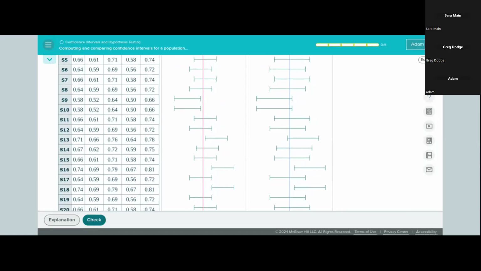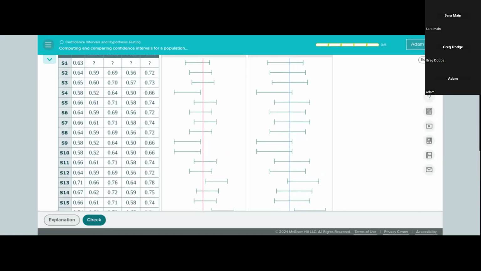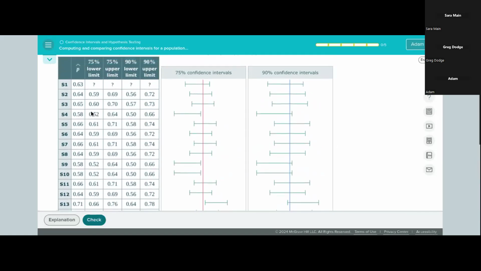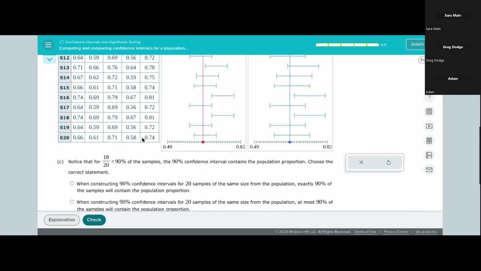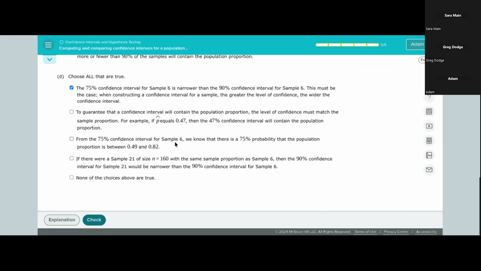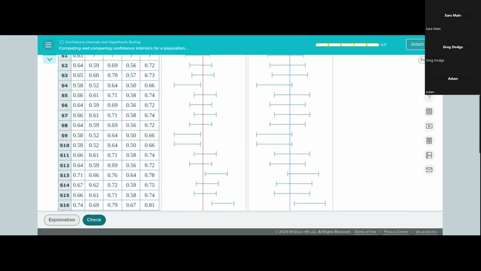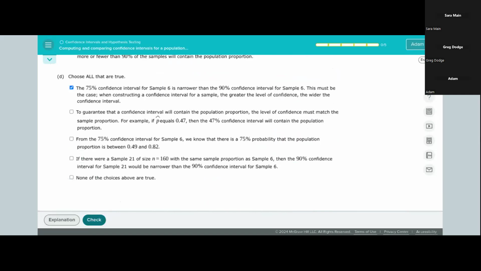And what was, they were asking about sample 6. I can't see the whole thing. Can you see? Yeah, was it the 75 or the 90? Let's go back down and look. I can't see your whole screen. You might be able to see it. So it said 75% is what we were looking at, and they said 0.49 and 0.82. So let's go and look, because I don't think that's true. It was sample 6, right? And that is not true, because their lower boundary is only 0.59 and the upper is 0.69. So that's not true.